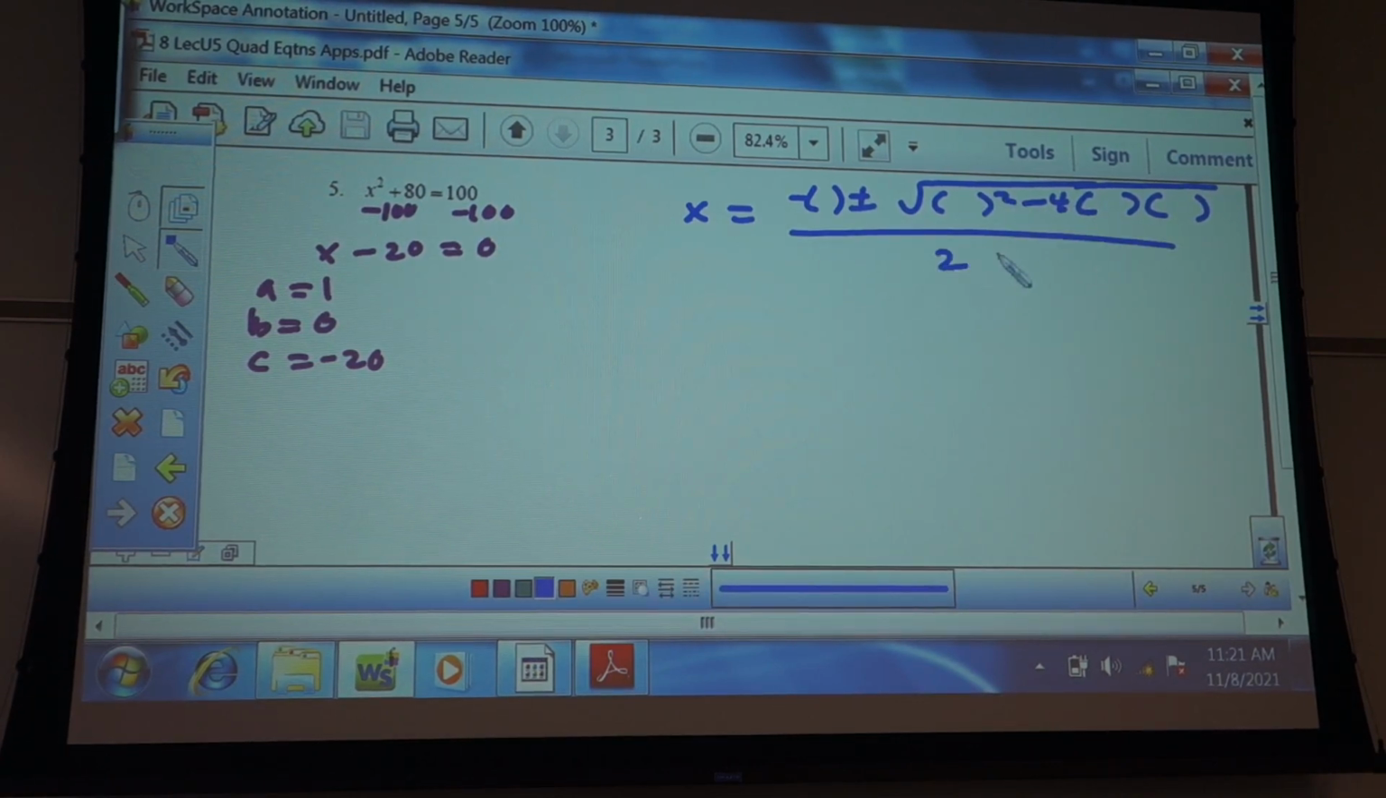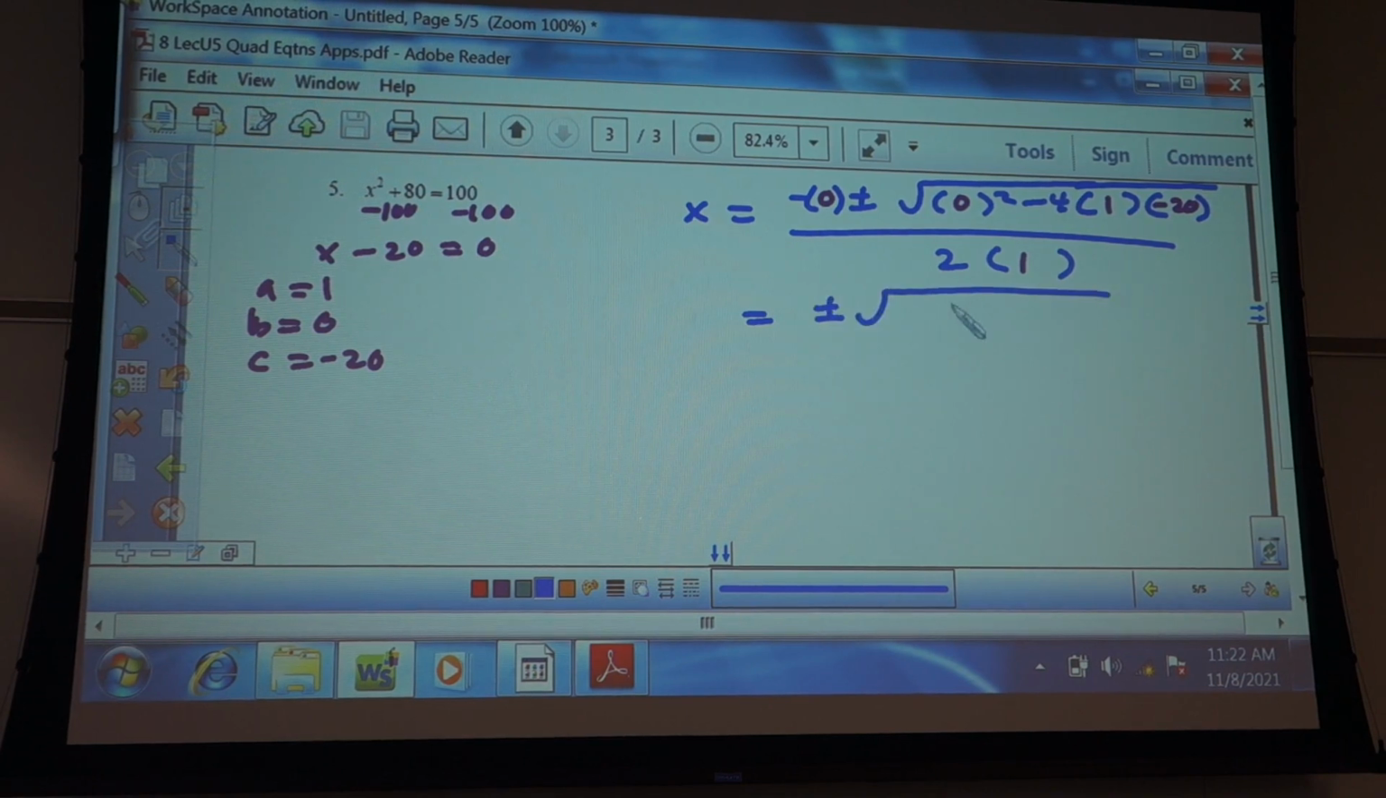Over 2 times parentheses. So let's fill these blanks. My a is 1, it goes here and here. My b is 0, it goes here and here. My c is negative 20, it goes in here. All right, so that simplifies a bit. So this becomes 0, that goes away, plus or minus the square root of 0, that goes away too, minus 4 times 1 times negative 20.